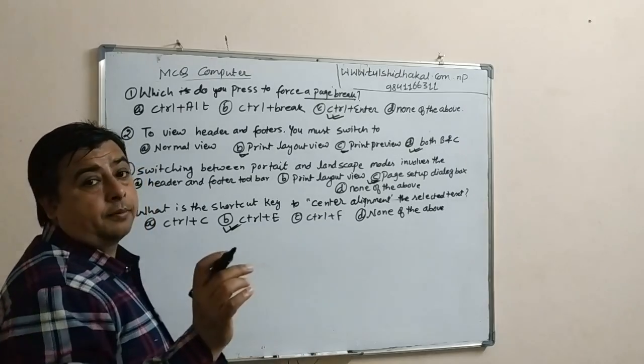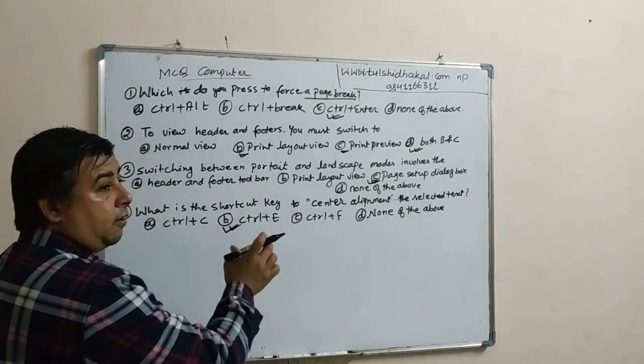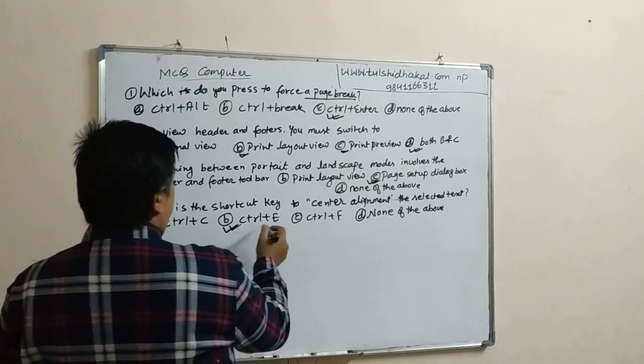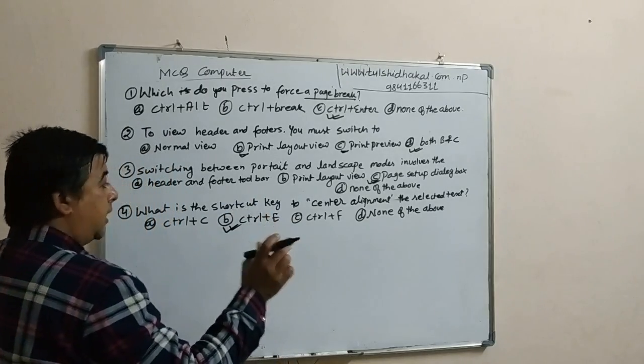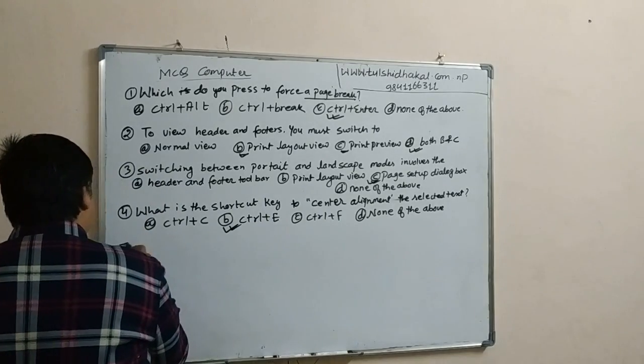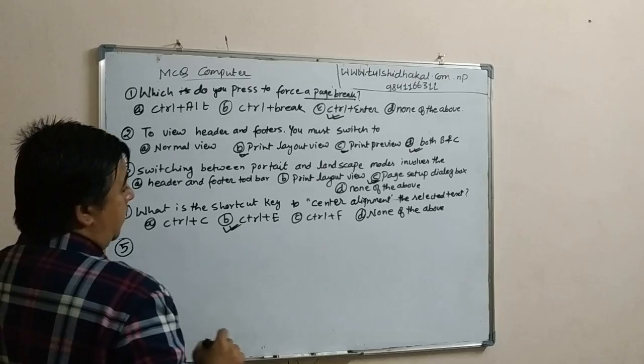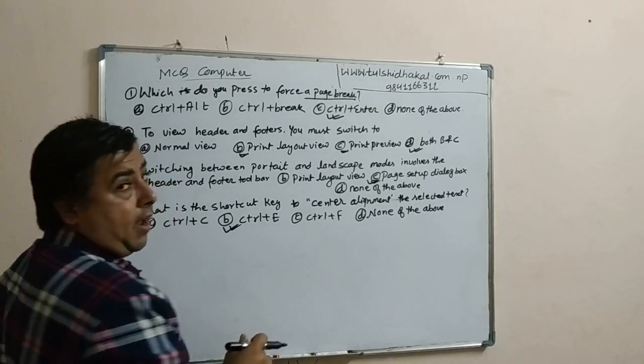If we have to move the selected text to the center point, then we press Ctrl plus E. First we have to select the text, after that we press Ctrl plus E for the central alignment. Ctrl F means to find.